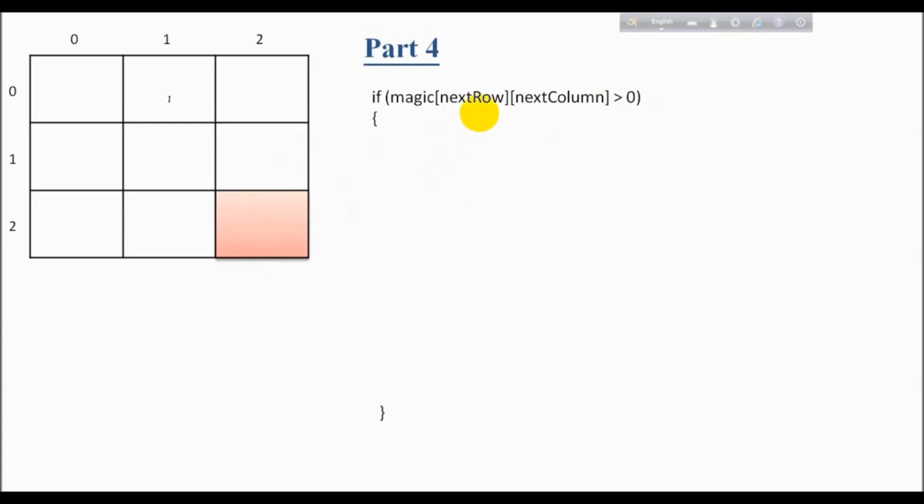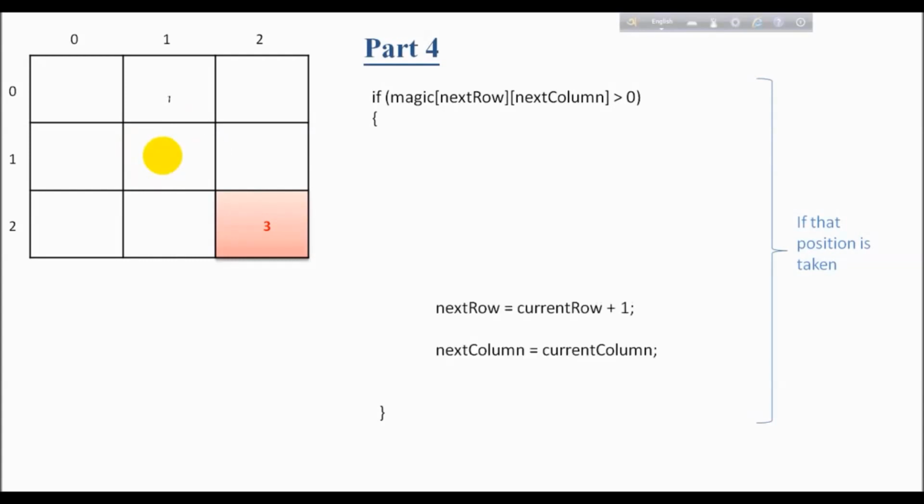So here we will see if the position's value is greater than 0. That means if the position is not empty, then what are we going to do? Suppose this place has already been taken with number 3. So you guys know if the position has already been taken, then we just need to go back to the original position and go one step down from there, and then that position will be our next position to put our next number.